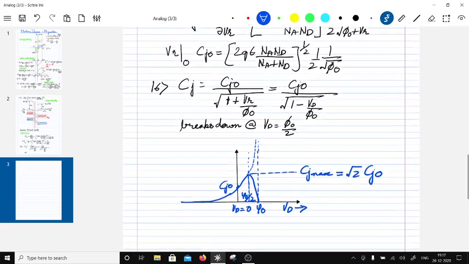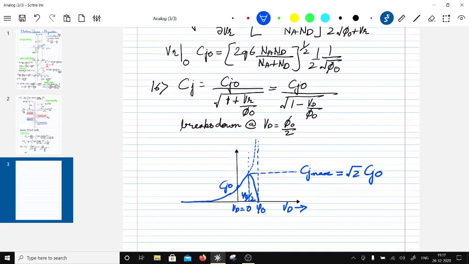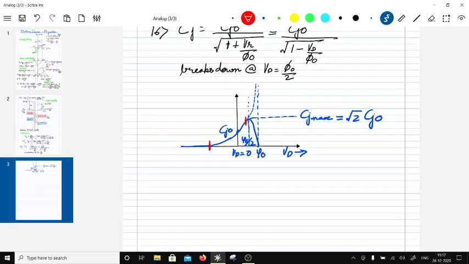So capacitance turns out to be a function of Vd. If you forward bias the diode, the capacitance is going to keep increasing till Vd equals xi0 by 2, and then the capacitance is going to draw back. Now this region, from here to here, can be used as a voltage dependent capacitance.